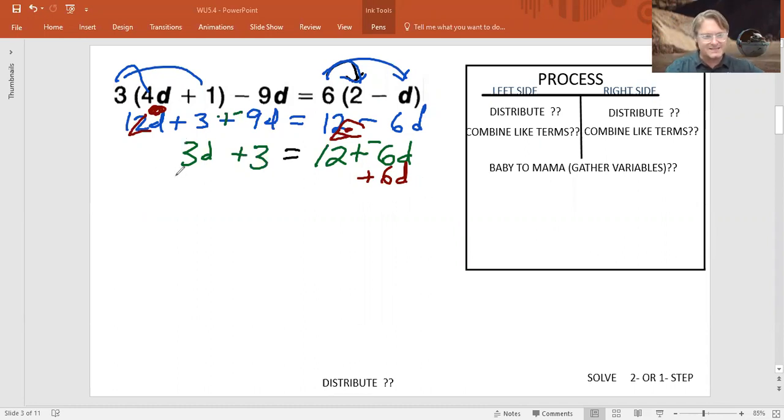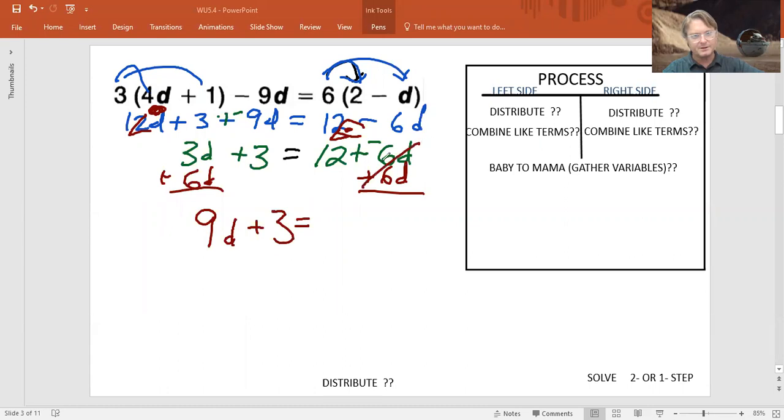So I'm going to add 6D to the right. I'm going to add 6D to the left because I'm bringing baby over here to mama. 6D plus 3D is 9D, as in duck. And I'm going to copy, cancel, and copy. And this plus sign is gone. It belongs with the thing behind the 12.